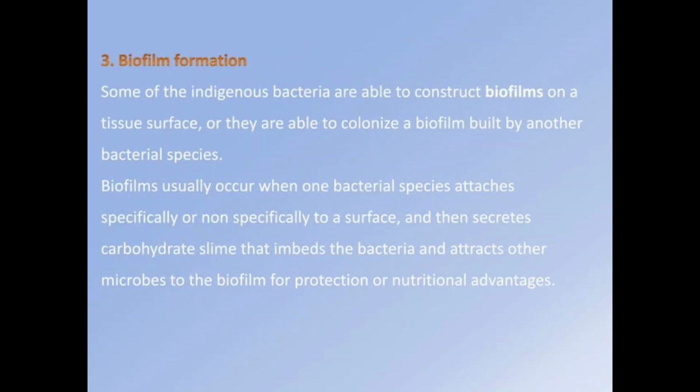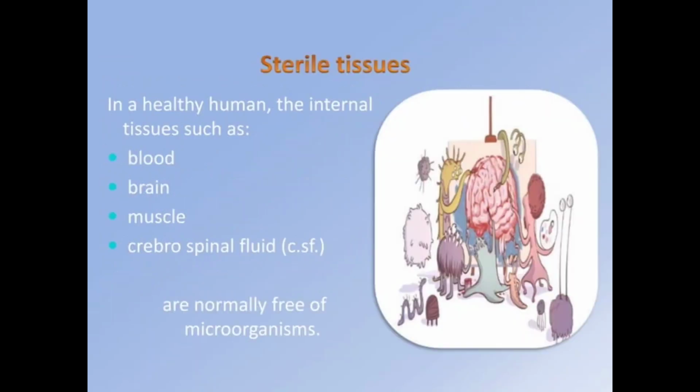Biofilm formation. Some of the indigenous bacteria are able to construct a biofilm on a tissue, or they are able to colonize a biofilm built by another bacterial species. Biofilm usually occurs when one bacterial species attaches specifically or non-specifically to a surface and then secretes carbohydrate slime that embeds the bacteria and attracts other microbes to the biofilm for protection or nutritional advantages.